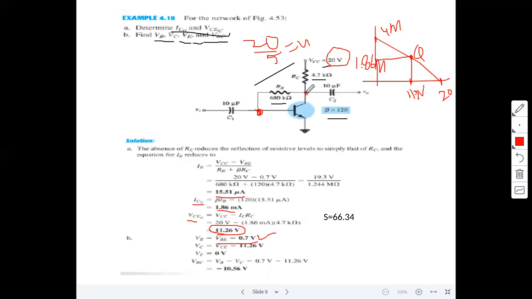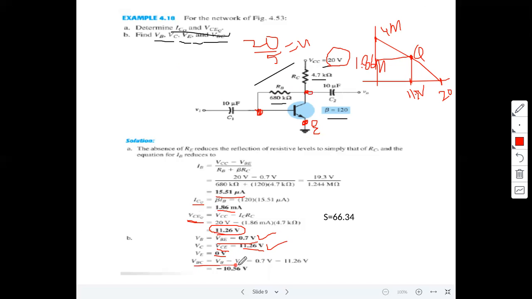Similarly, the collector voltage VC. Why? Because here the emitter terminal is directly connected to ground. That's why VCE is equal to VC, and VBE is equal to VB. That is equal to 11.26 volt. We already calculated VCE. Now emitter voltage VE: here the emitter is directly connected to ground, so that is equal to 0 volt.